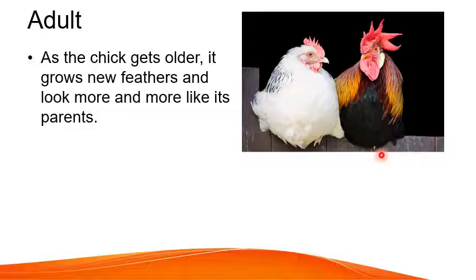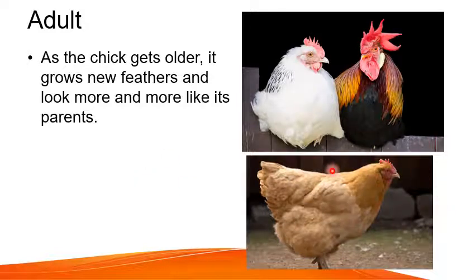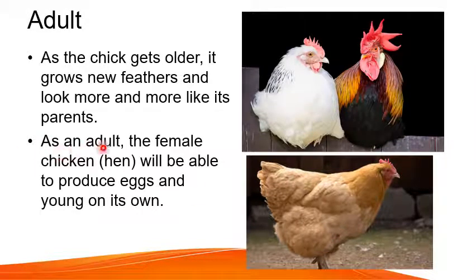It has black, orange, yellow, brown. It depends on the chicken or the bird. You can also see the hen doesn't necessarily have to be white. It can be brown as well. As an adult, the female chicken, the hen, the male is called the rooster, will be able to produce eggs and young on its own.